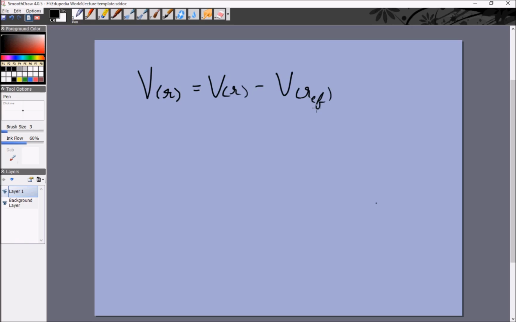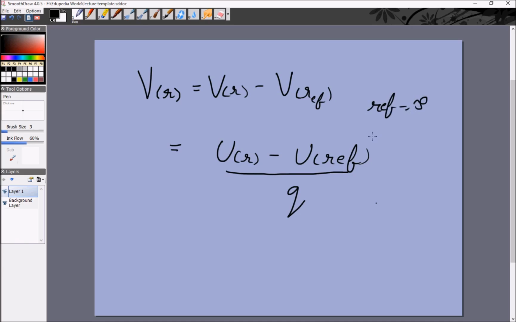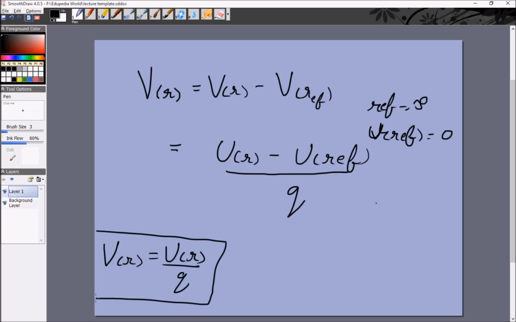Now since V is the work done in bringing a unit charge from infinity to that point, the actual potential energy will be proportional to the charge. So V will actually be U divided by Q. So this can actually be written as U(r) minus U(ref) divided by Q. Now if we've taken the reference to be infinity, that means U(ref) is 0, and from that we get the standard result V(r) is equal to U(r) by Q. Again, this result is also only true if the reference is chosen to be at infinity.